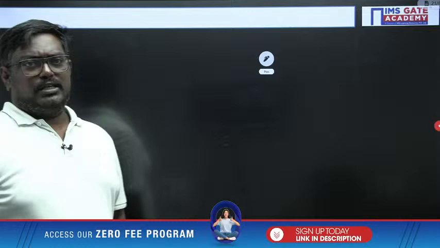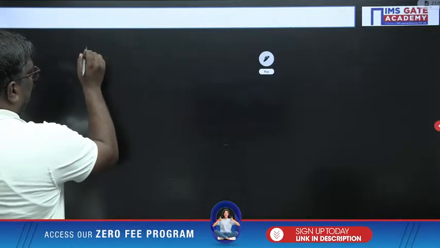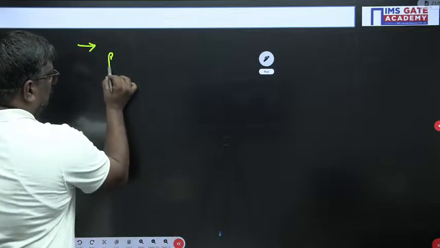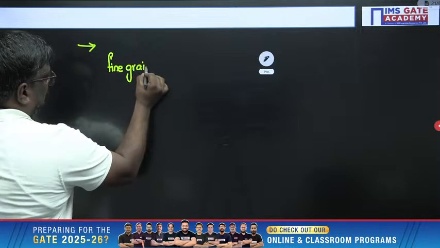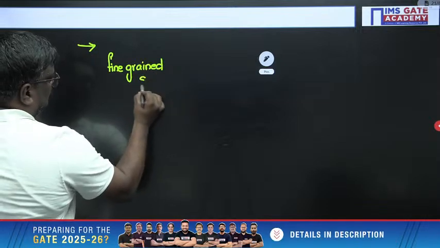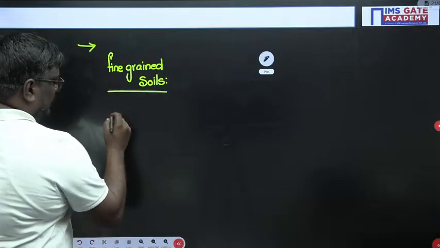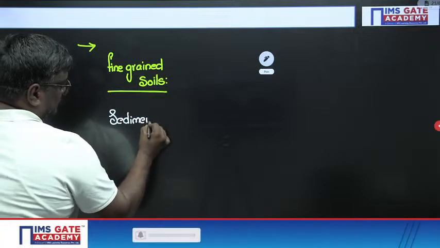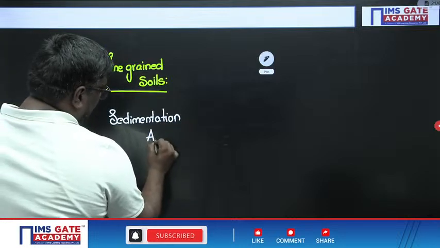Now, once you are done with coarse grained soils and relative density, the next one we have is the fine grained soils. In fine grained soils, we mostly use sedimentation analysis, or we can say Atterberg limits.